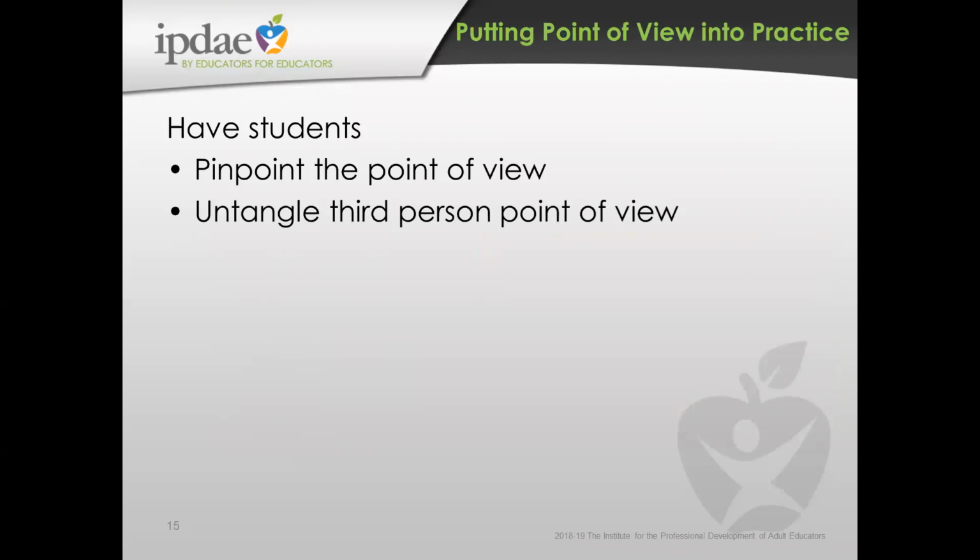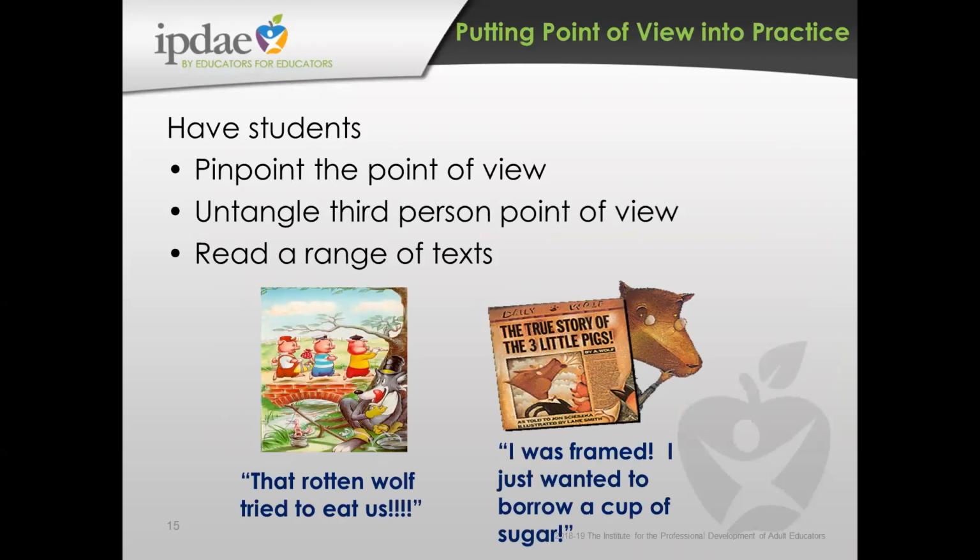And so here again, another skill that we need to make sure our students have before we even really get into tone and mood. And how do we do that? Again, reading a range of text. Let's face it, point of view is very different in these two photos. That rotten wolf tried to eat us, the three little pigs point of view, versus the wolf, I was framed, I just wanted to borrow a cup of sugar. It's all in point of view.